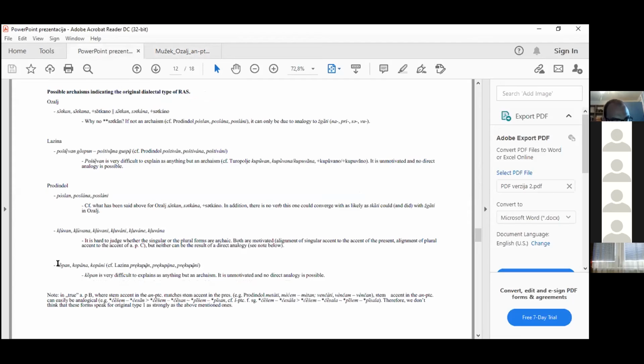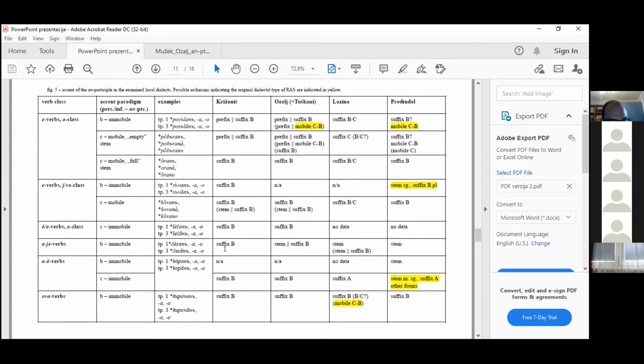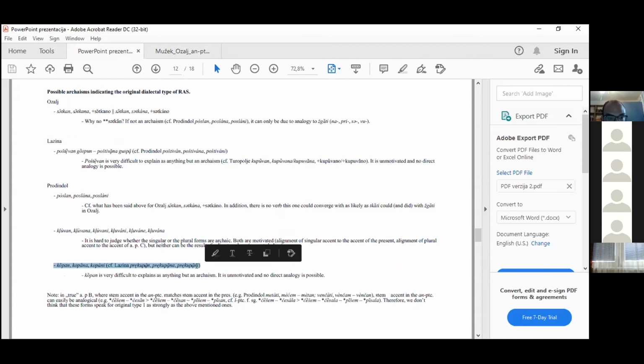And the most interesting is the accent of verbs like kopati, to dig. Now, originally, in these verbs present, we have contraction. So the original kopaete became kopate, with a circumflex accent on the ending. And interestingly, in Prodindol and Lazina, we find similar accent in the N participle as well. In Lazina, it is like that in all persons, like prekupan, prekupana, and prekupani. While in Prodindol, we find an anomalous accent on the stem in the masculine singular, which is likely an archaism, but this circumflex accent on the suffix in other persons.